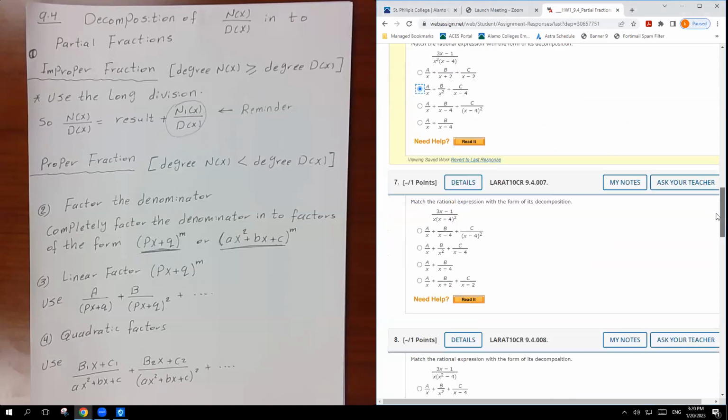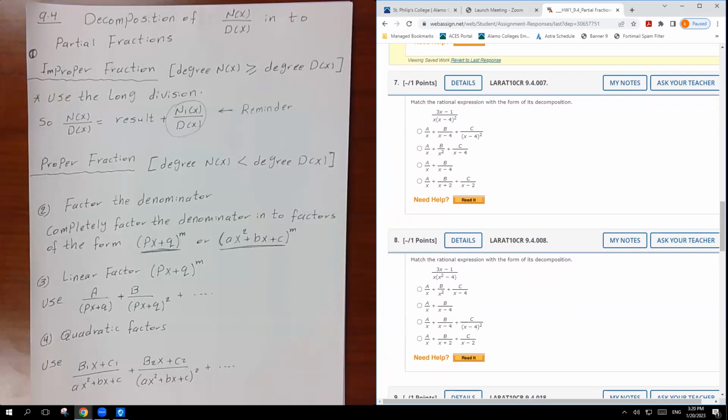Let's keep going to example 7. Example 7, again, we have to look at the factors. They're telling you the same thing. Match the rational expression with the form of its decomposition. So if you look at this one, we have x as a linear factor, and we have x minus 4 squared. It's a linear factor squared. So our factors are x, x minus 4, and x minus 4 squared.